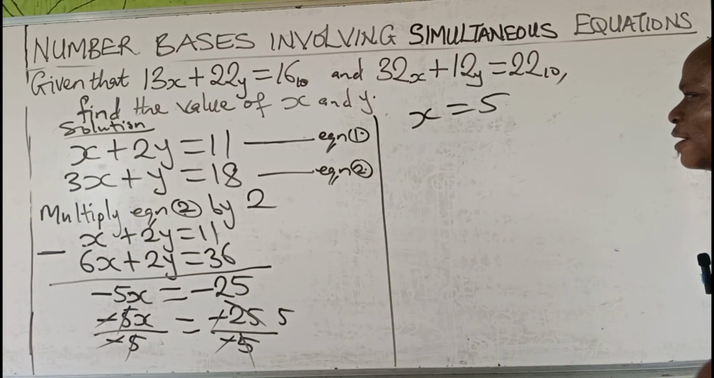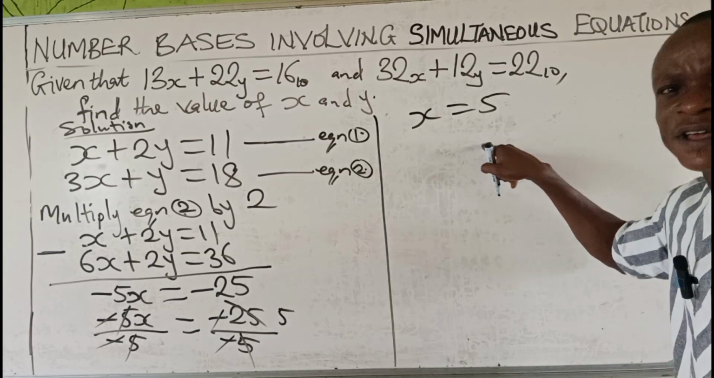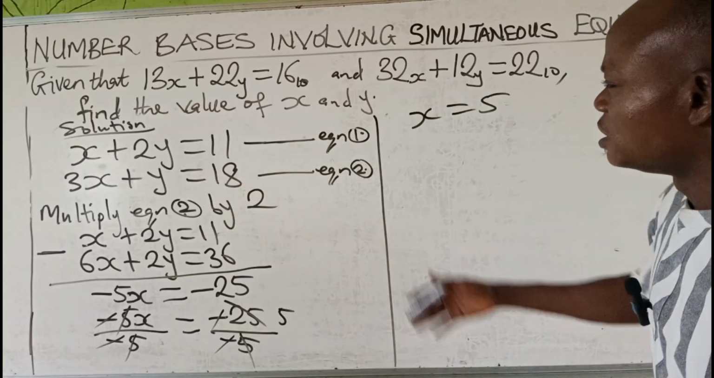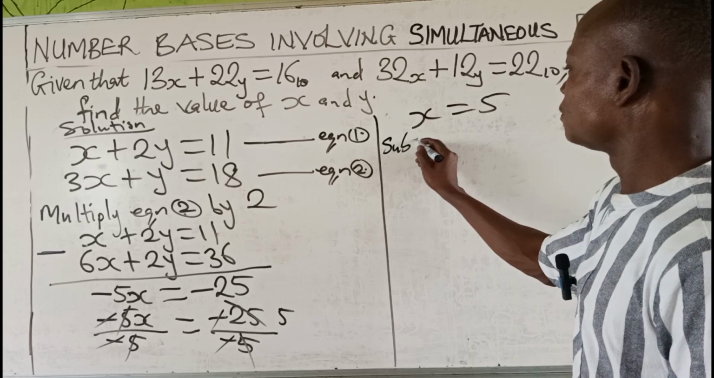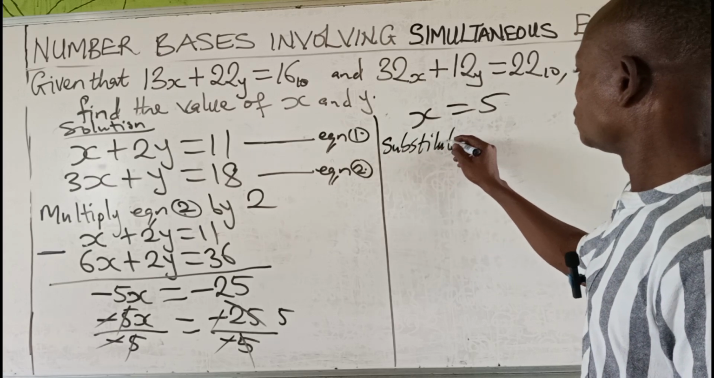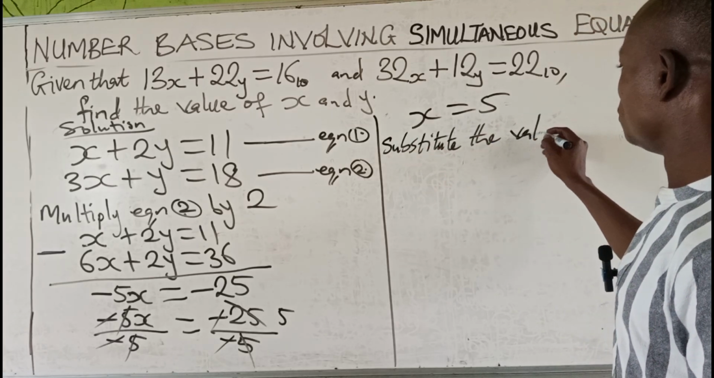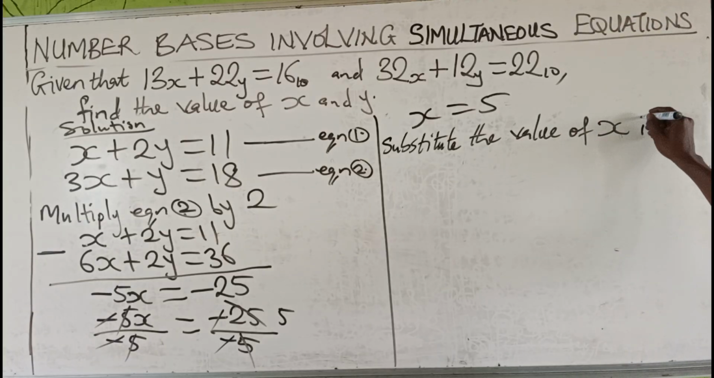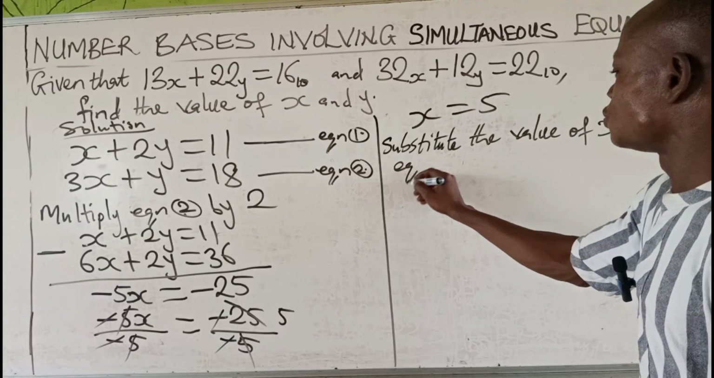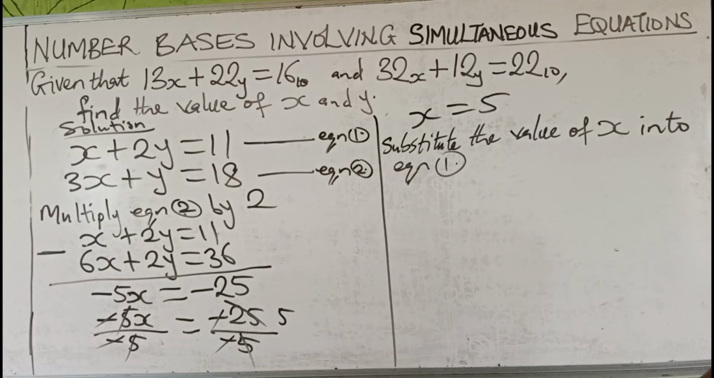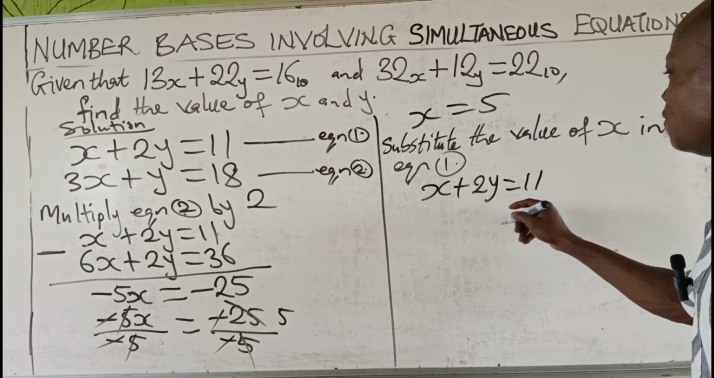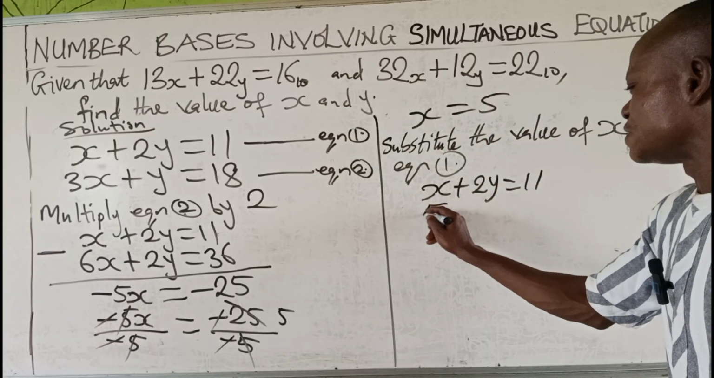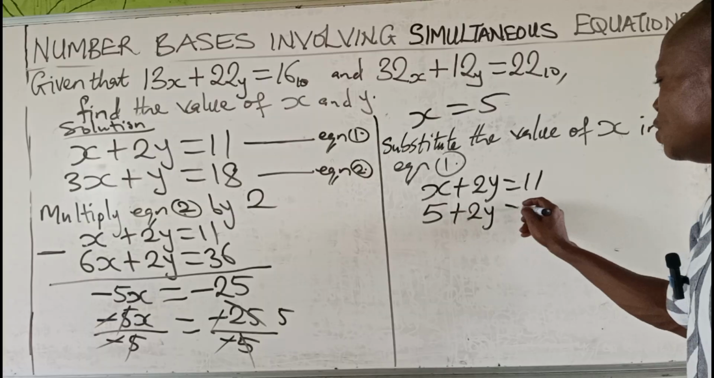For us to solve for y, we need to substitute the value of x into any of the equations, either equation 1 or equation 2. So we say substitute the value of x into equation, let me use equation 1. If you use equation 2, it will still be the same answer. Equation 1 is x plus 2y equal to 11. Our x is 5, so we replace x here with 5 plus 2y equal to 11.